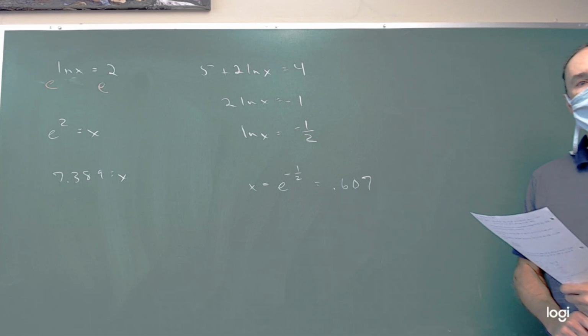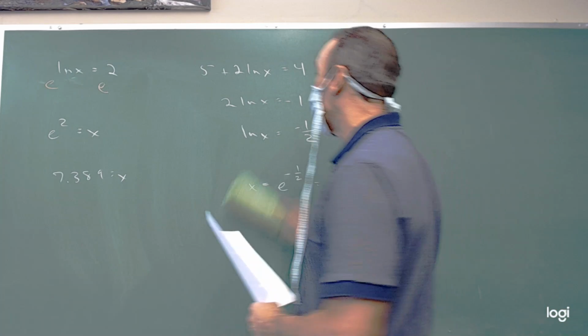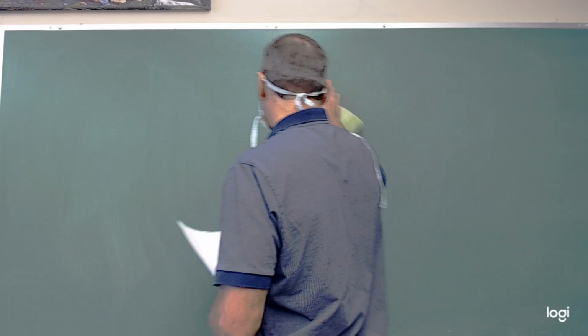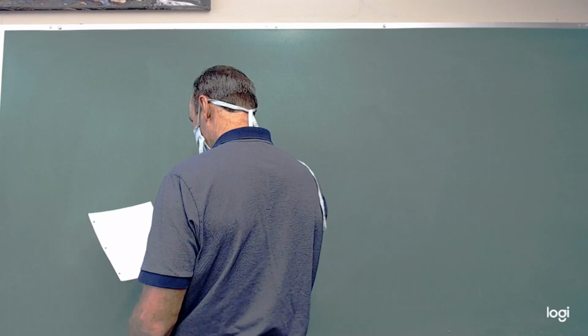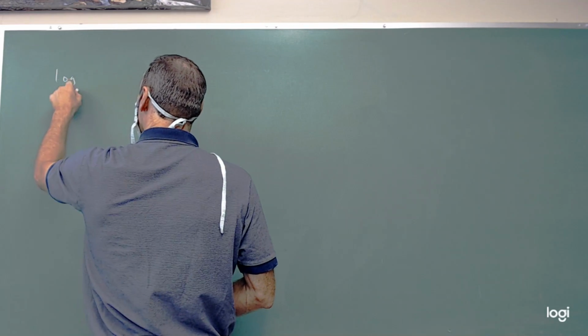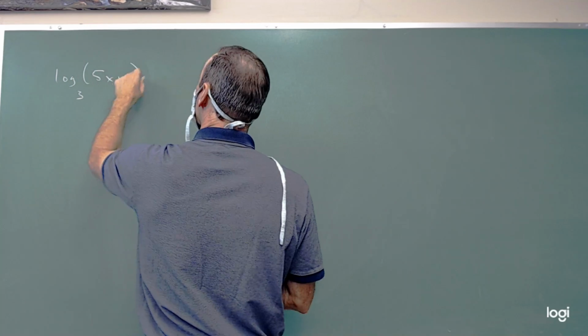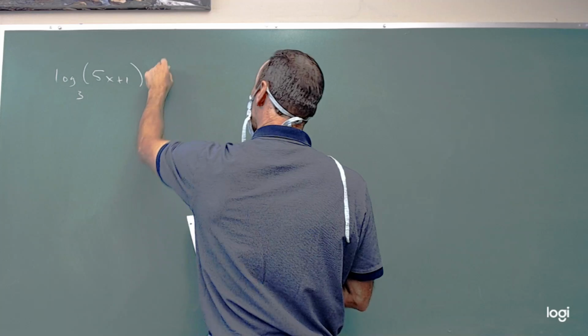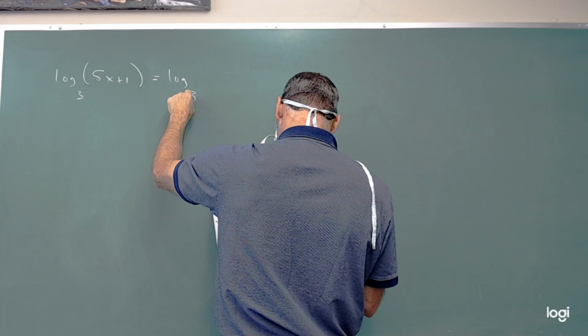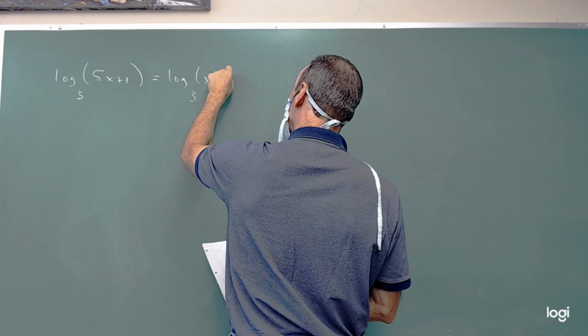Okay? All right, well, we're working our way up to more complicated ones. Next stage is we're going to get a logarithm equal to a logarithm. So logarithm base 3 of 5x plus 1 is equal to the logarithm base 3 of x plus 7.